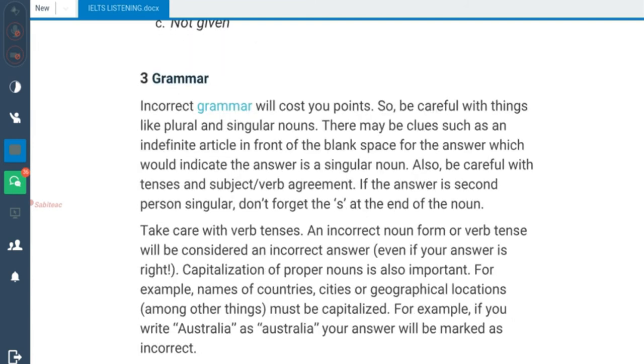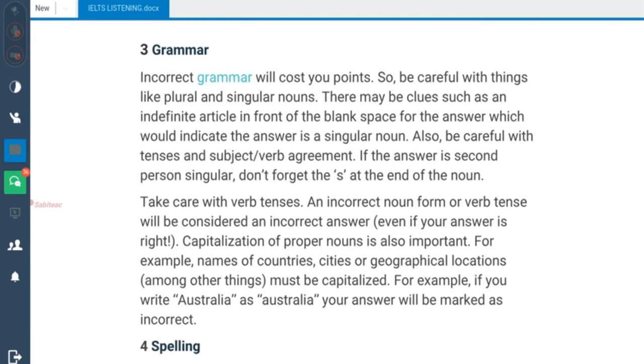Okay. Now, another tip is about grammar. Incorrect grammar will cost you points. You need to know this. So you have to be careful with things like plural and singular nouns. There may be clues such as an indefinite article in front of the blank space for the answer, which would indicate that the answer is a singular noun.